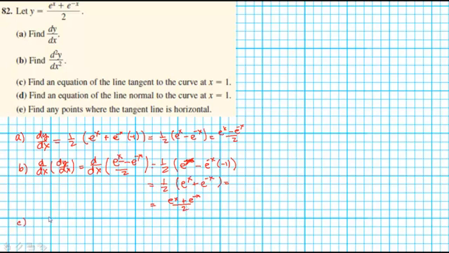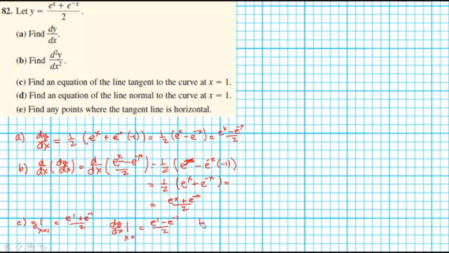In part C, we want to find the line tangent at x equals 1. Well, we'll need to find the value of y when x is 1, and that is (e^1 + e^(-1))/2. And then the other thing is we're going to want to know what dy/dx is when x is 1. That's going to be (e^1 - e^(-1))/2.